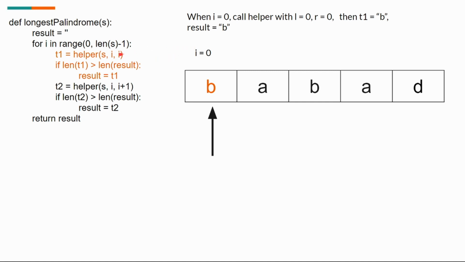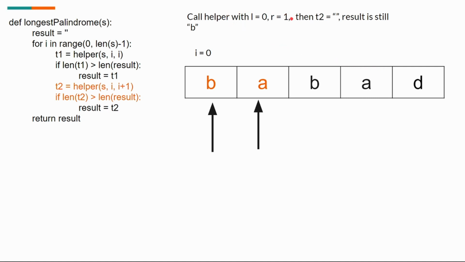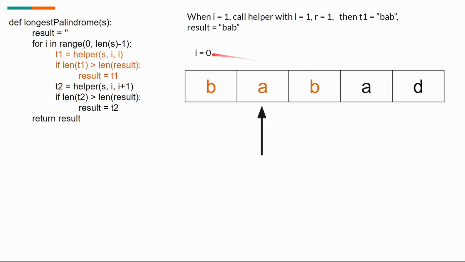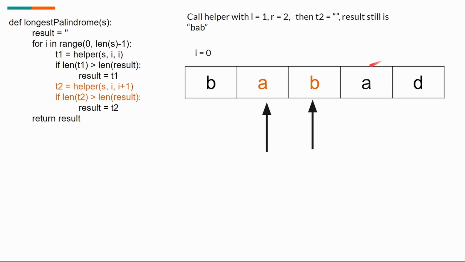So the first thing that you do is, when I is 0, you call the helper function with 0 and 0. And then it will return B. Now I is still 0, and it's looking at these two. They aren't the same, so it returns nothing. Now I is 1. Since B and B are the same, and so is A, then you return BAB. And since A and B are not the same, you return nothing.